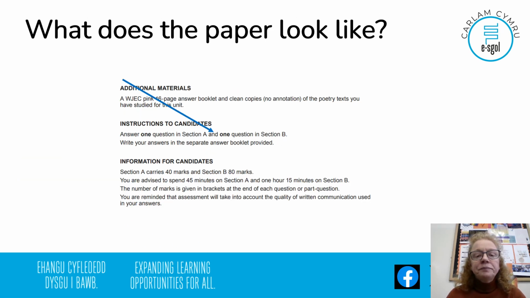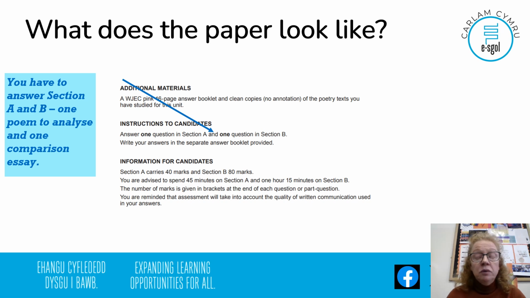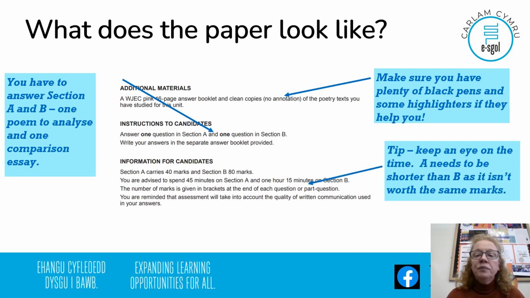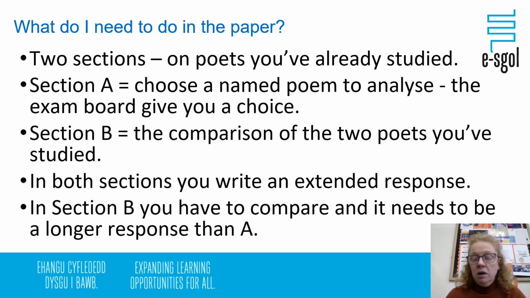Okay, so you've got to answer both Section A and B. You've got one poem to analyse in Section A, and you're going to write a comparison essay in Section B. You're going to need, obviously, lots of stationery, black pens, highlighters if they help you, but you're going to want to have lots of spares. A is going to be shorter than B. It isn't worth the same amount of marks.